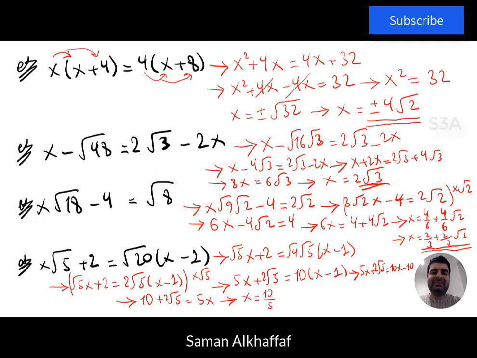10 over 5 plus 2 over 5 root 5, so that can be simplified to x equal 10 over 5, that can give us 2 plus 2 over 5 root 5, and this will be our final answer.